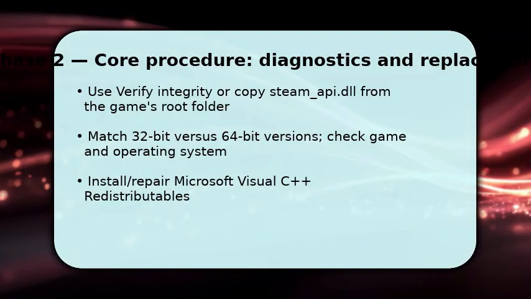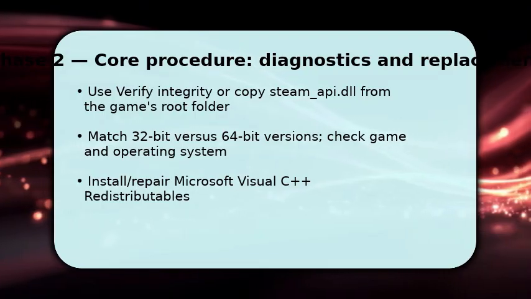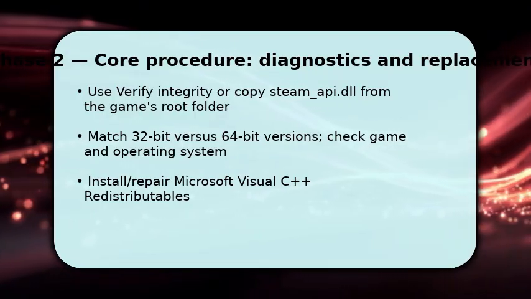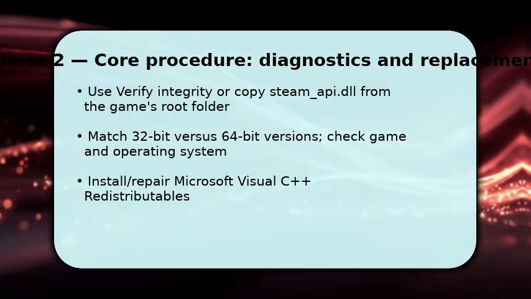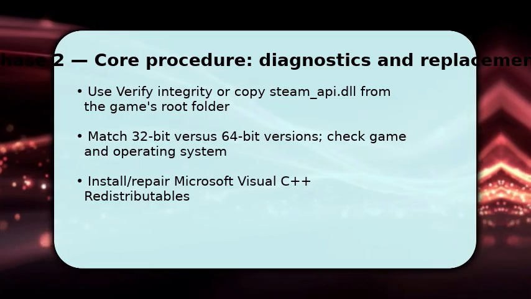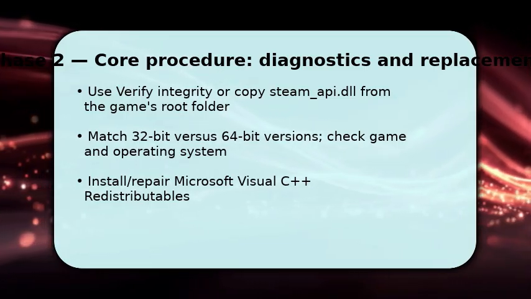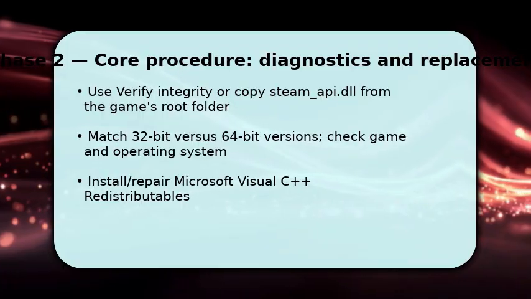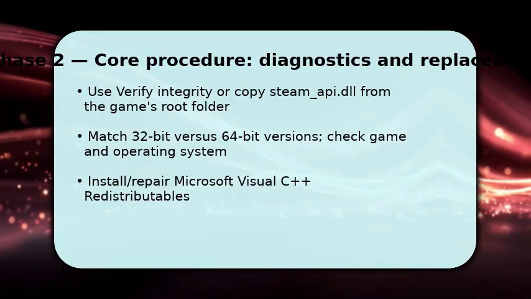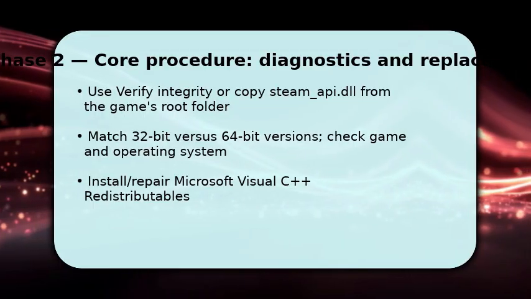Now you repair the DLL itself. If integrity check failed to restore Steam API DLL, copy a known good Steam API DLL from the game folder or a clean installation. Make sure you match 32-bit versus 64-bit versions. Using the wrong bitness will still fail.